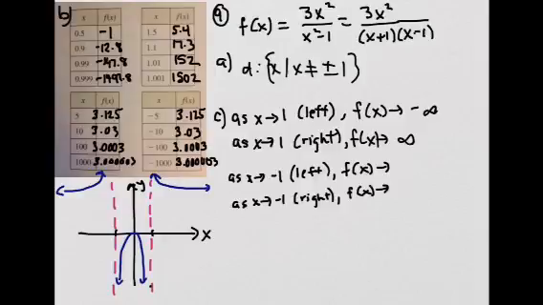Okay? As x approaches negative 1 from the left, so here's negative 1, and this is the left side, so the graph is going up. Okay, so the function is going to positive infinity. And as I approach negative 1 from the right side, so here again, here's negative 1. This is the right side of negative 1, so the function is going down. So it's going to negative infinity.